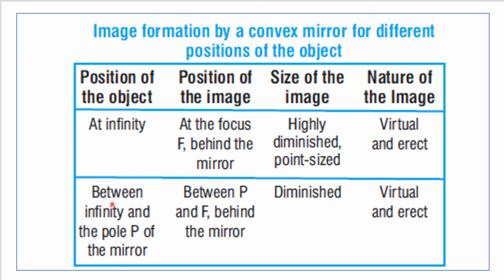Second one, when the object is placed between infinity and the pole of the mirror, the image is formed between P and F behind the mirror. The image is diminished. The nature of the image is virtual and erect. So by using a convex mirror, the image formed is virtual, erect and diminished. Always a convex mirror forms a diminished image, and the image is virtual and erect. Okay. Next.